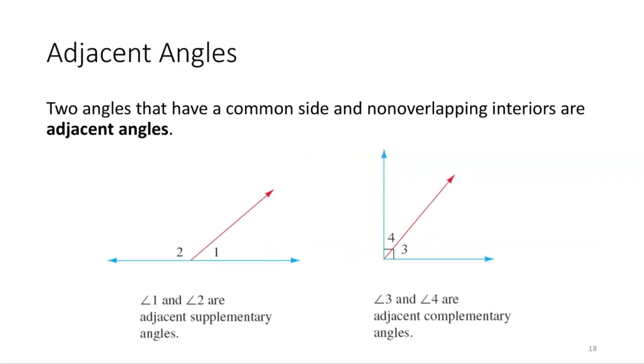Okay, a couple more terms. Two angles that have a common side and non-overlapping interiors are called adjacent angles. So adjacent angles are just right next to each other, like puzzle pieces put together. So angles 1 and 2 are adjacent supplementary angles. Angles 3 and 4 there you see are adjacent complementary angles.